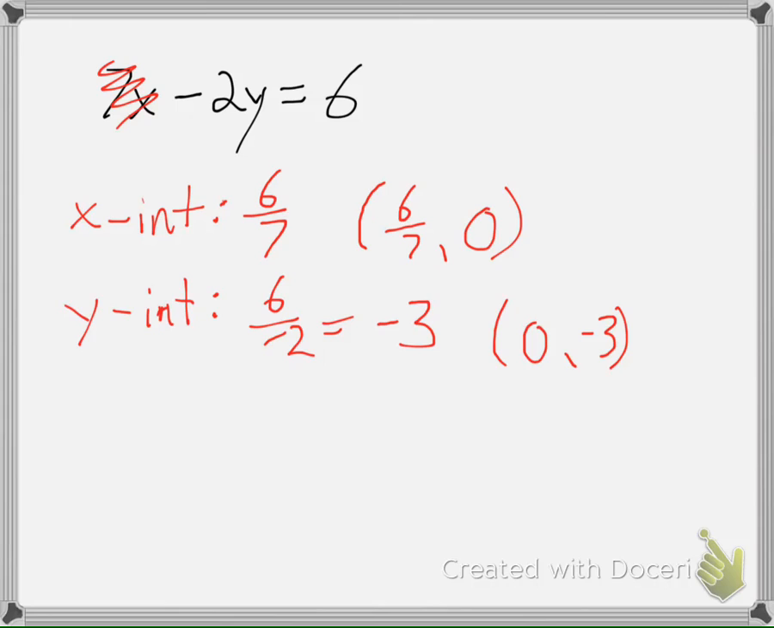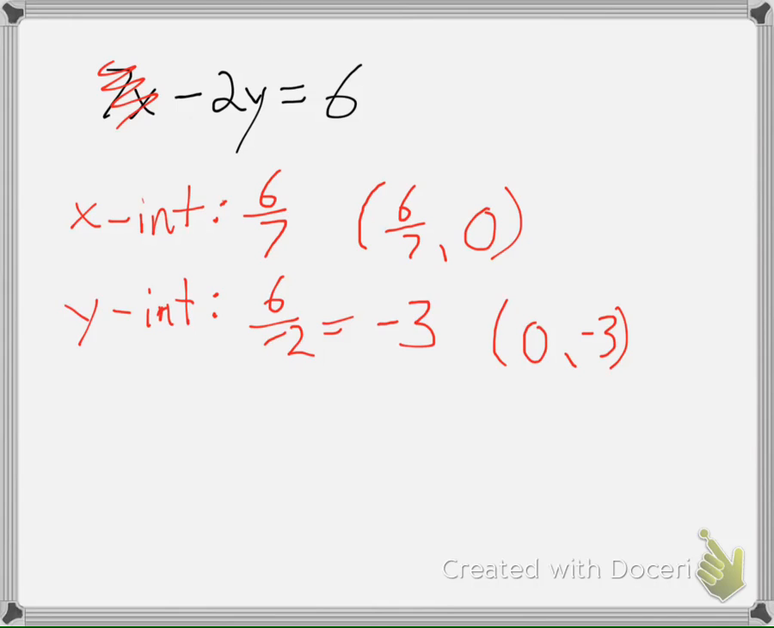Everyone follow where those came from? Okay, so to find our x-intercept, we replace y with 0, which basically just means, in standard form, that y term just goes away, and you get 7x equals 6, which you can divide by 7 and get x equals 6/7. So x is 6/7 and y is 0.